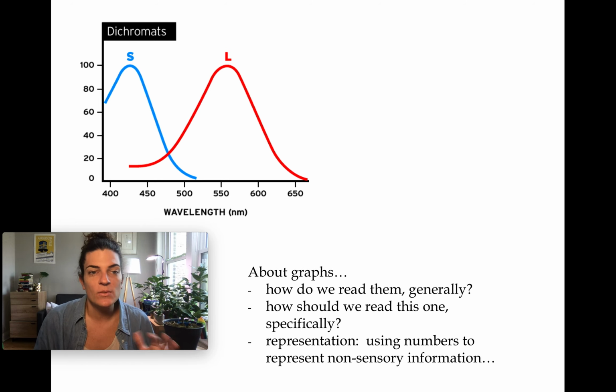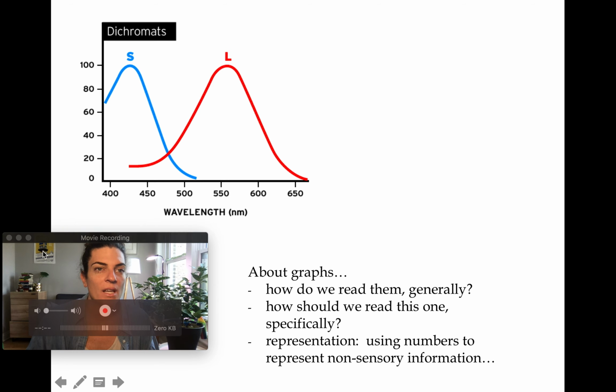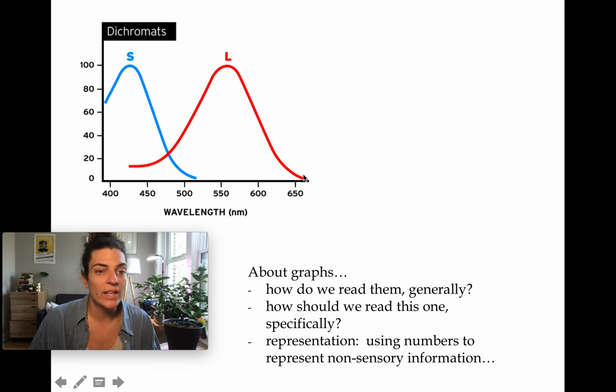And specifically, let's read this graph, okay, where we're representing non-sensory information using numbers and figures and charts and lines and that sort of thing. So with this graph in particular, what we're showing here on the left is the percentage of light that is absorbed by a cone in your eye, right? And this is showing what the cones look like for dichromats, or folks who we might call colorblind. And on this axis, that's the wavelength of light.